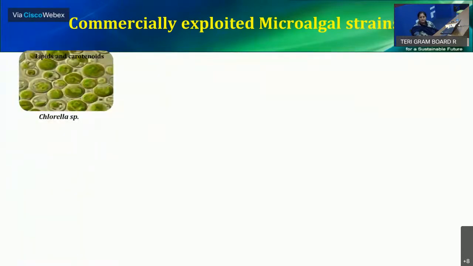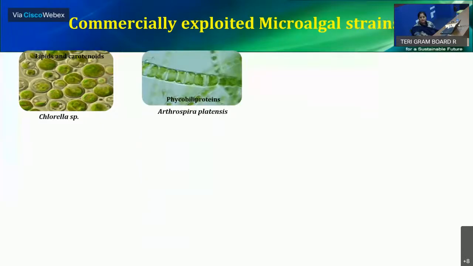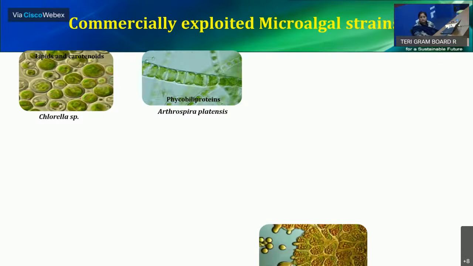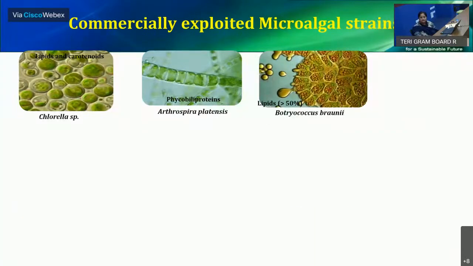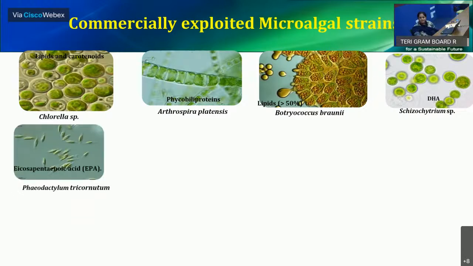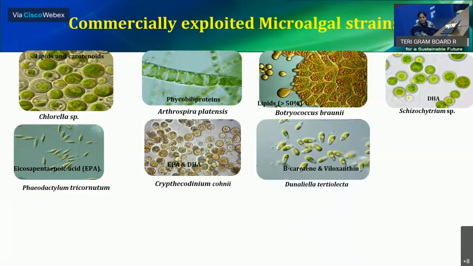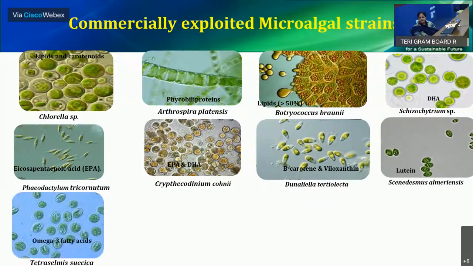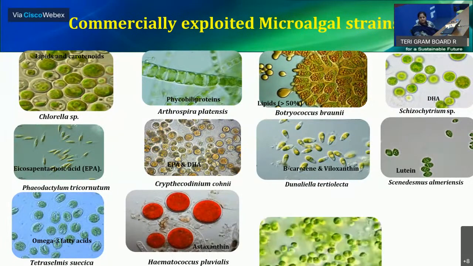There are some commercially exploited microalgal strains. For example, Chlorella is well known for lipids and carotenoids, and Spirulina, which was discussed yesterday, another name is Arthrospira platensis, is a good source of phycobiliproteins. Botryococcus braunii is again a good source of lipid. If you extract 55% or greater than 50% lipid, then you cannot extract the other metabolites, because this is a strain which contains a higher amount of lipids. Then we have Schizochytrium, a good source of DHA, and Phaeodactylum, a good source of eicosapentaenoic acid. Dunaliella is for beta-carotene, Scenedesmus almeriensis is a good source of lutein, Tetraselmis for omega-3, and Haematococcus a good source of astaxanthin.